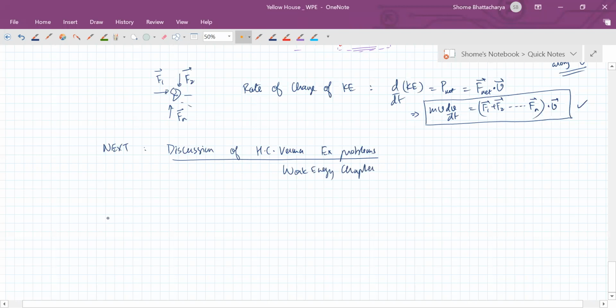And next week, we will look at the module questions also. So please start working accordingly. By next week, you have to complete the problems of both H.C. Verma and the module. And after that, the next chapter of physics will be a new section. We'll be moving out of mechanics now, and we'll be discussing heat and thermodynamics.